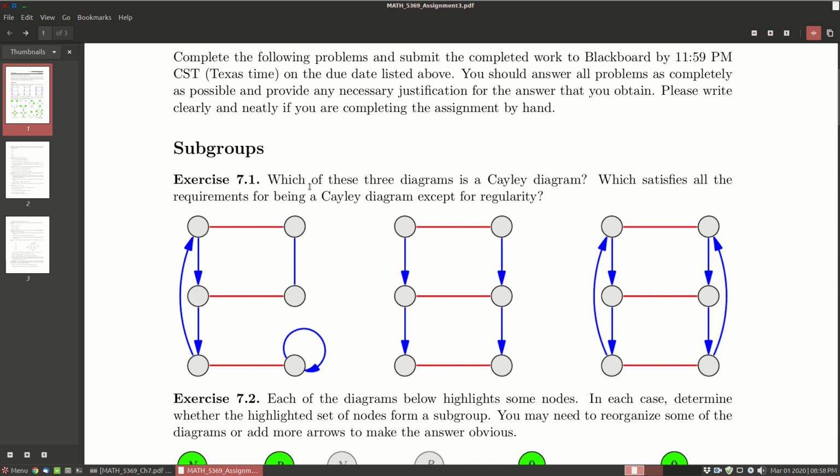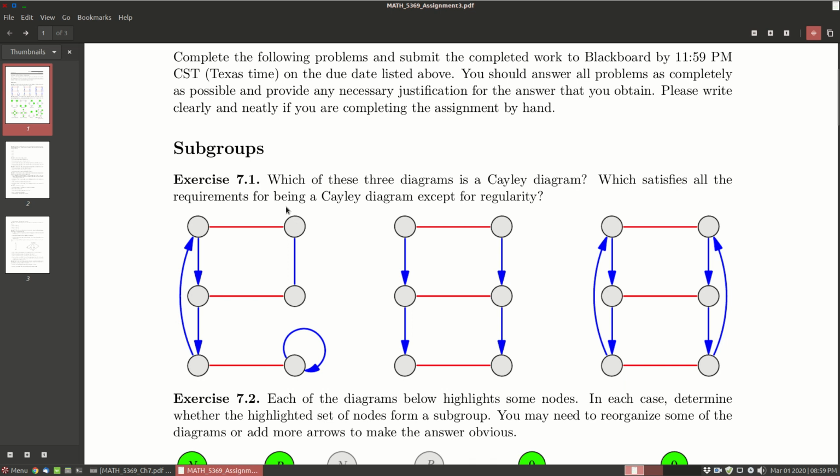So what do I mean? I'm saying, okay, look at these diagrams and tell me which one is a group, meaning which one is actually a Cayley diagram, okay? So the idea is which of these three, could be all of them, could be one of them, could be two of them, could be none of them. So tell me which ones are Cayley, meaning which ones are groups.